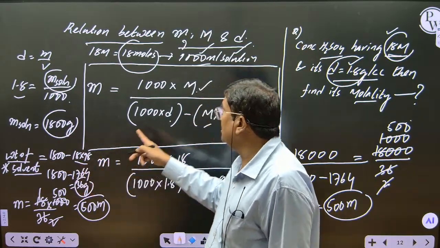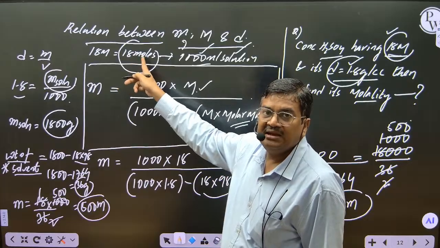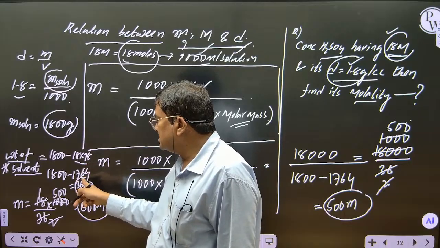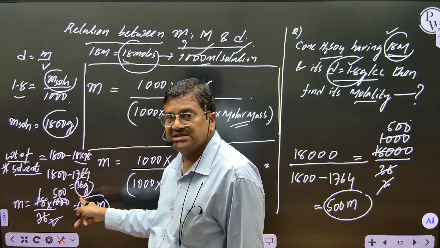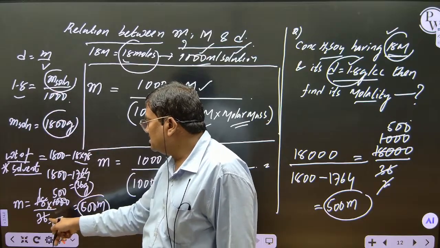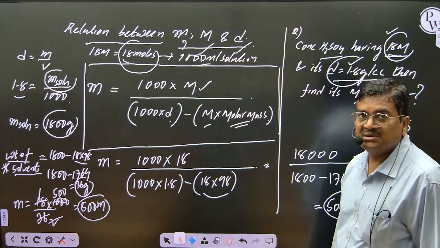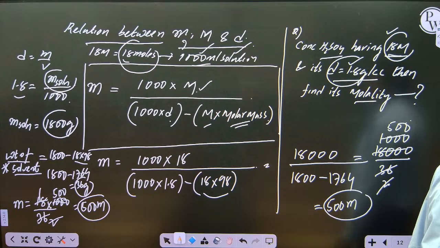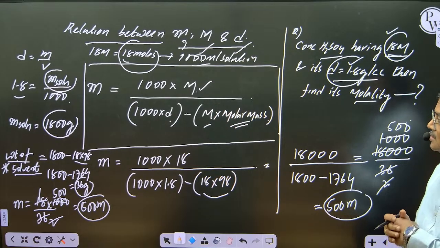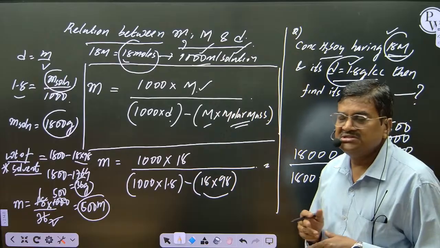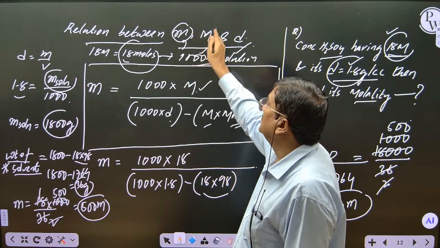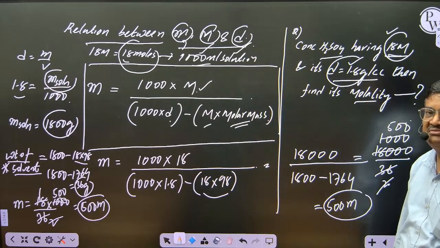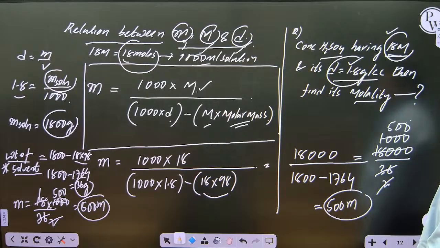How do you get the mass of solute? As you know, 1 mole will weigh 98 grams. So for 18 moles, to get the mass, what do I do? 18 into 98, that is 1764. Subtracting, we get 36. Moles I wrote as such, 18 by 36 into 1000. The answer comes out the same, 500 molal. Clear, understood this one? So this is the relation between molality, molarity and density. In exams they ask questions related to the relation between molality, molarity and density.